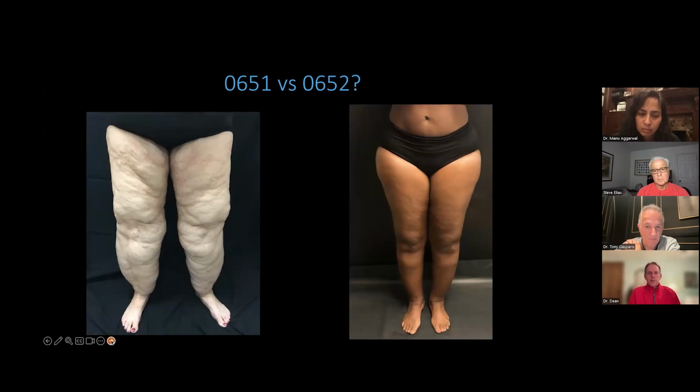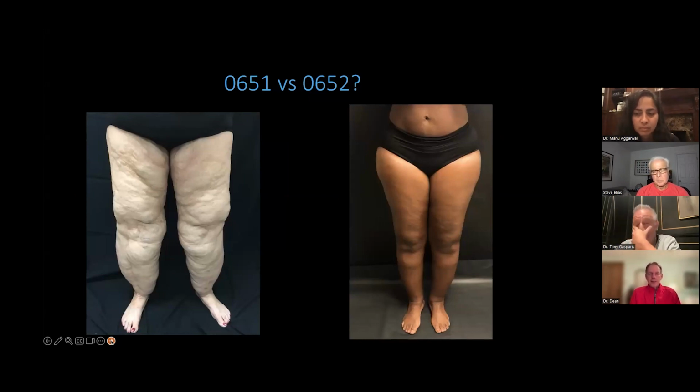All right, 651 versus 652. Tony, what do you think about these legs here with the lymphedema that they have? Well, here I'm actually showing you symmetric fatty limb deposition that's disproportionate, as seen here on the slide on the right-hand side of your screen, without foot swelling. These patients have lipedema.